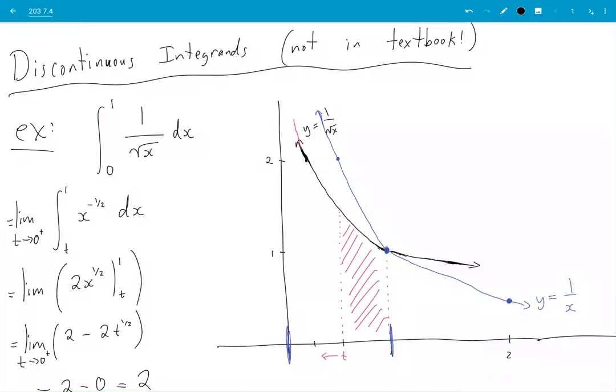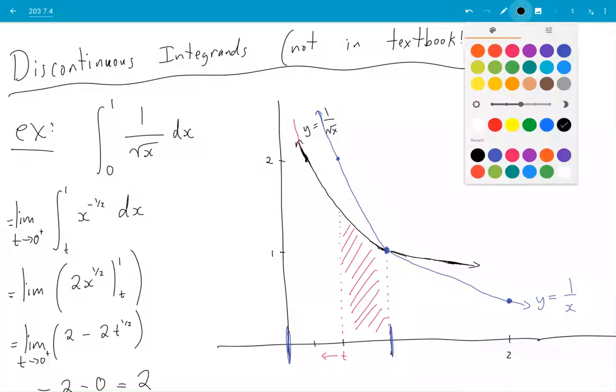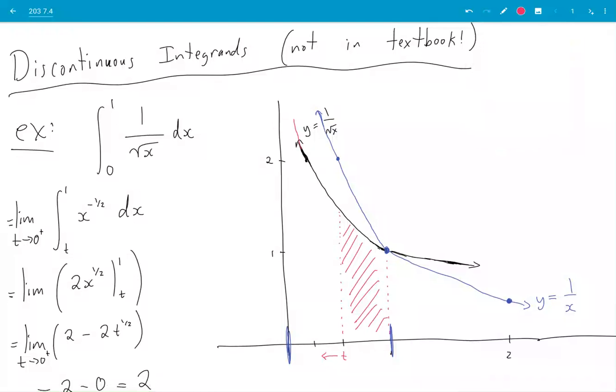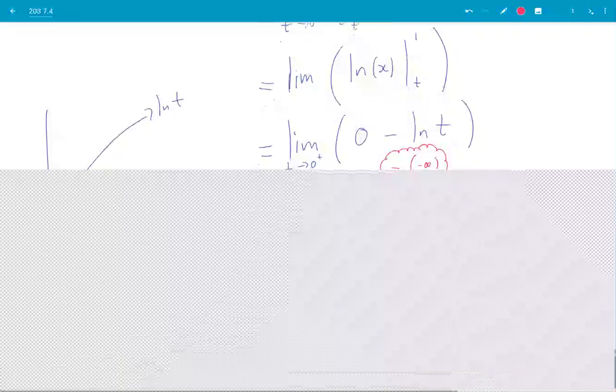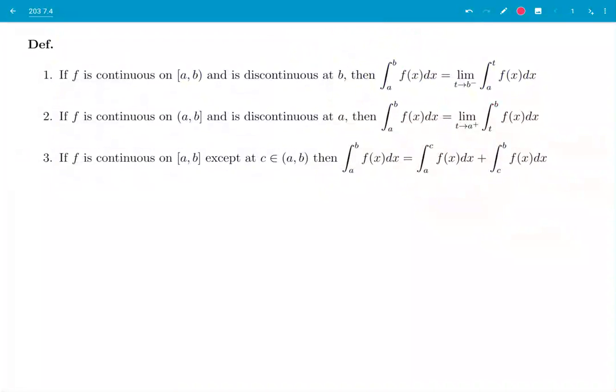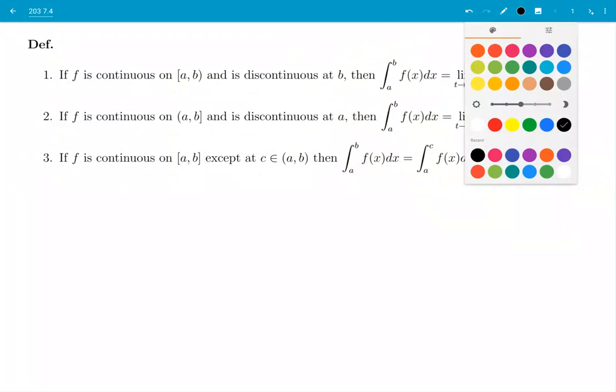Okay, so this is a discontinuous integrand. What we mean here is, this function here and this function here. You have this vertical asymptote at x is 0. So how do we handle these in general? Well, I'll give you a definition down here. Okay, pause and copy.